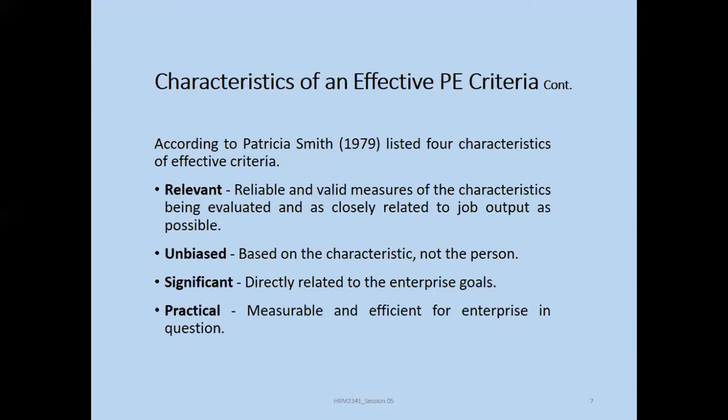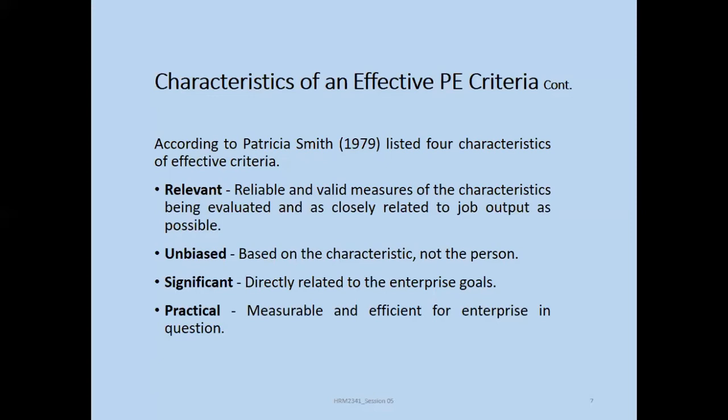The second one is significant. The second characteristic of effective performance evaluation criteria we can identify as significant. Significant means the performance evaluation criteria we develop should be directly related to the organizational goals. The third one is sensitivity. Sensitivity means any factor identified as performance evaluation criteria should be able to reflect the difference between high performer and low performer. Otherwise, that performance evaluation criteria will not be effective.